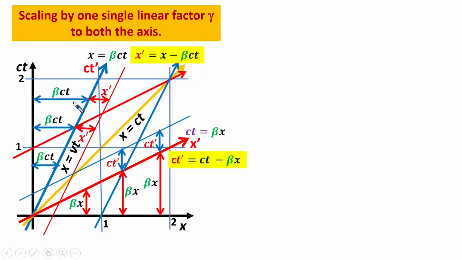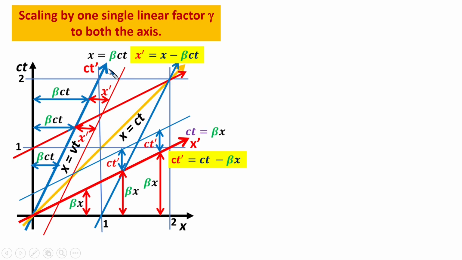Now we will discuss scaling by one single linear factor gamma to both the axes. When you tilt it, you have to scale the time axis and the position axis by the same single linear factor. So let us see what I mean here. This diagram looks a bit complicated, but it's not so. Here I have plotted the time axis, that is ct, and this is the position axis, and this is your world line of the light, and this is the prime axis, ct prime. This depends on the velocity of the particle, that is v by c. If the v by c ratio increases, this will move towards the world line of the light, and similarly this angle should be the same, so the position axis also will move.